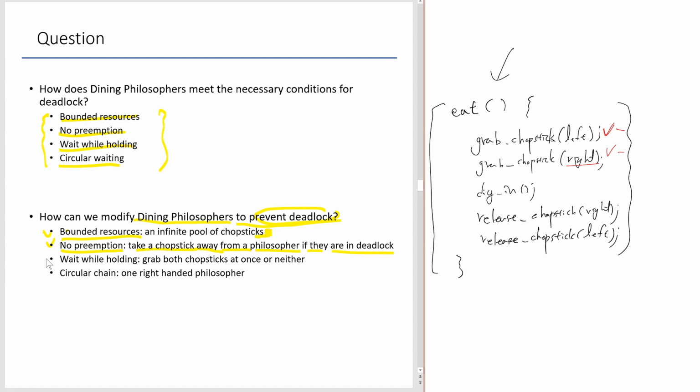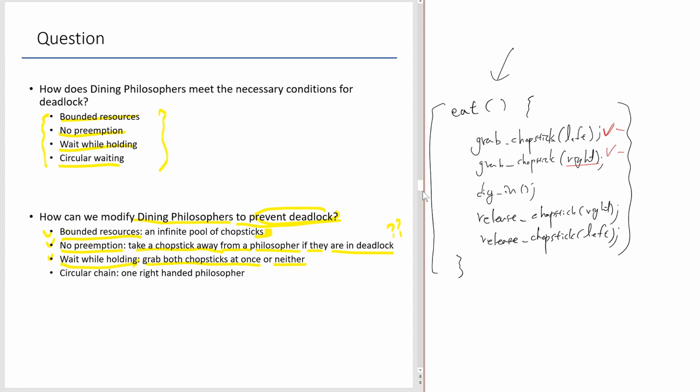In practice, that means if the chopstick is a lock and the lock is held by somebody else, then preemption means that the operating system can just unlock it and take the lock from the thread. And that's easier said than done. So, question mark. All right, the third condition, wait while holding. Remember, this is also known as multiple independent requests. So how do you break this? What does it mean to break the wait while holding condition? It means grab both chopsticks at once or neither. I talked about this acquire all, release all semantic.